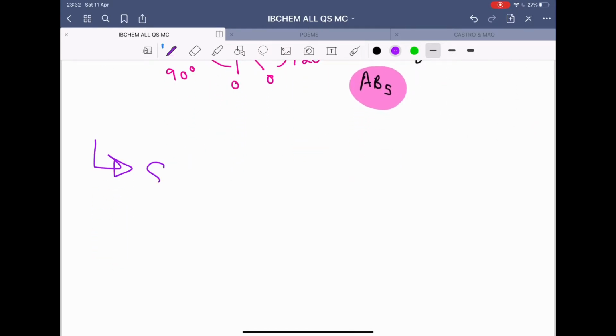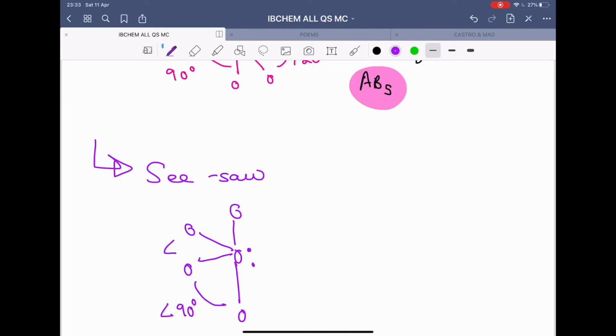And all in trigonal pyramidal, the ones in colour are subcategories within trigonal pyramidal. So the next version of trigonal pyramidal, let's say, is seesaw. The bond angles are less than 90 degrees and less than 120 degrees.